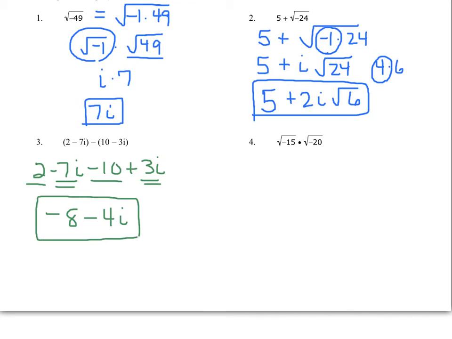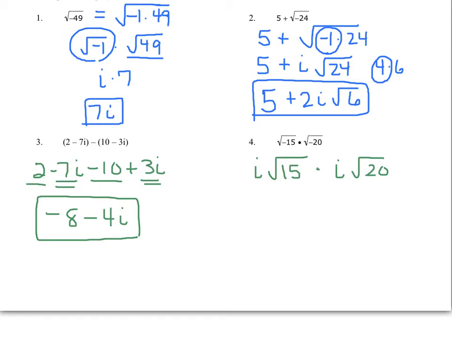The fourth one you've got to be a little bit more careful of. A lot of people will look at this product and they'll try to multiply the radicals together under one radical and take the negative times the negative and get a positive. What we need to do here is approach this as two separate radicals and rewrite them in terms of imaginary numbers. So the square root of negative 15 we're going to rewrite as i root 15, and the square root of negative 20 we're going to rewrite as i root 20.